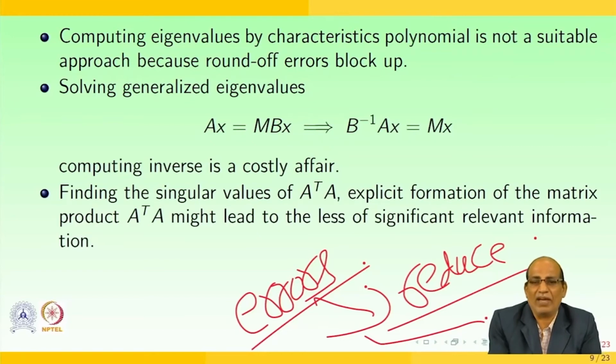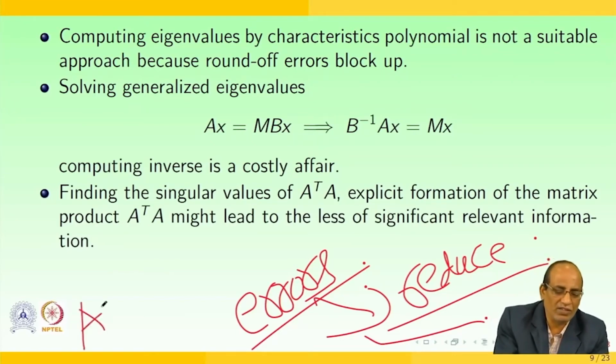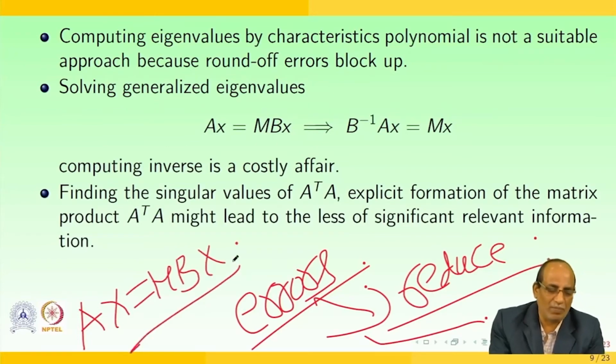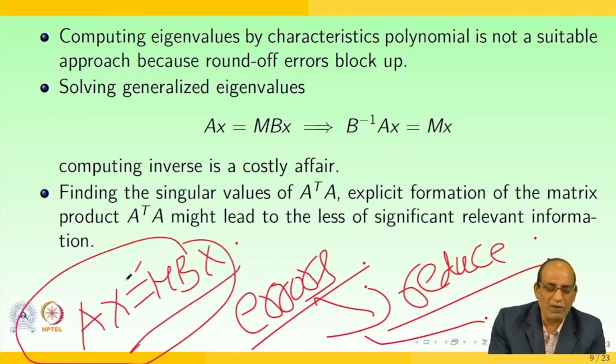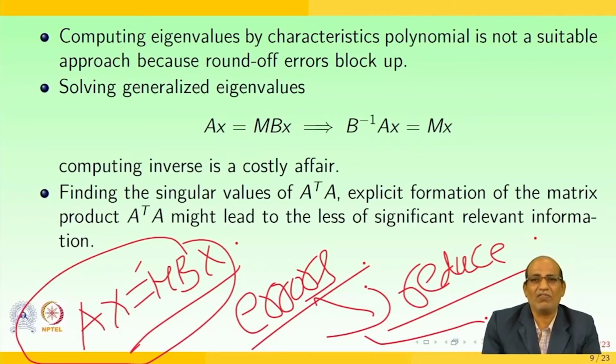Say that Ax is equal to mu Bx, right? So you have Ax equal to mu times Bx. Assume that these matrices are commutative, so I pre-multiply with B inverse: B inverse Ax is equal to B inverse mu Bx, and that can be written as mu times I, so you get B inverse A x equal to mu x.